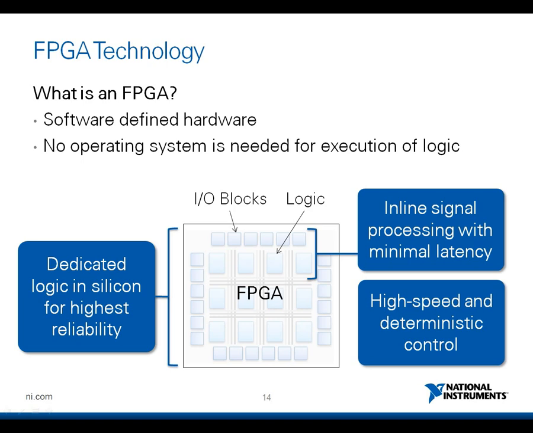Also, because the FPGA has I/O pins directly connected to the FPGA fabric where your logic resides, you can perform inline signal processing with minimal latency and very high-speed closed-loop control. Specifically, you can obtain around a 200 kHz loop rate for motion control or analog PID. So now that you know what an FPGA is, let's look into the challenges of developing.